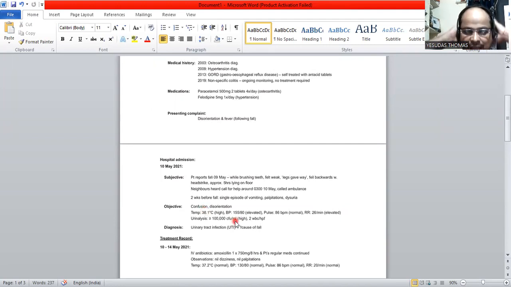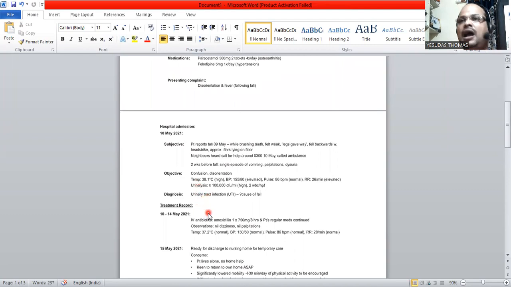Now on observation, we understood that he is disoriented, he has confusion, and all his vitals were out of range, elevated. Now that is a high amount of white blood cells when we conducted the urinalysis. So this confirmed the infection, the urinary tract infection. And this might be the reason for the fall. Probably it's a chance.